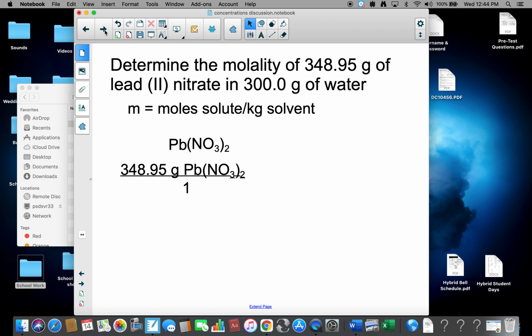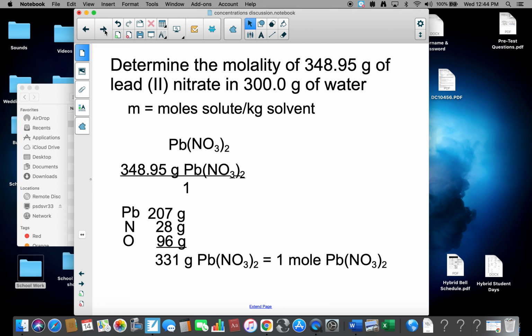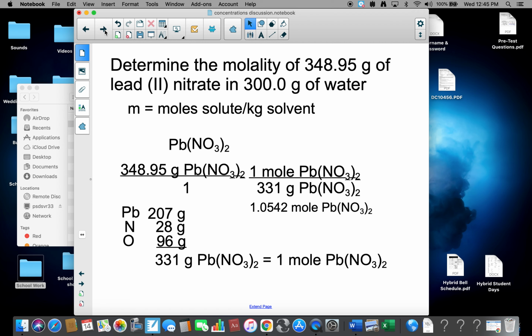And so, of course, when we said solute goes to moles, we have to find the formula mass. 207 grams for lead, 14 times 2, 28, for nitrogen, and 6 times 16, 96 grams for oxygen. That gives me 331 grams of lead(II) nitrate is equal to 1 mole of Pb(NO3)2. So make our fraction: 1 mole of Pb(NO3)2 over 331 grams Pb(NO3)2. We multiply through this time, and we end up with 1.0542 moles of Pb(NO3)2.